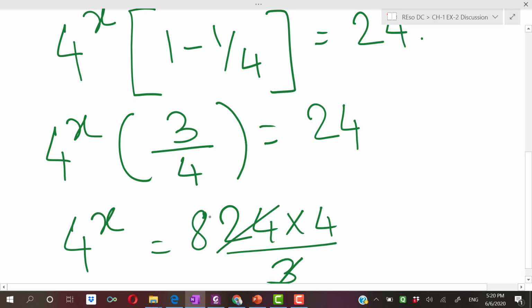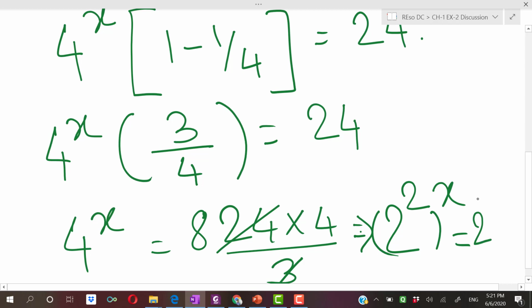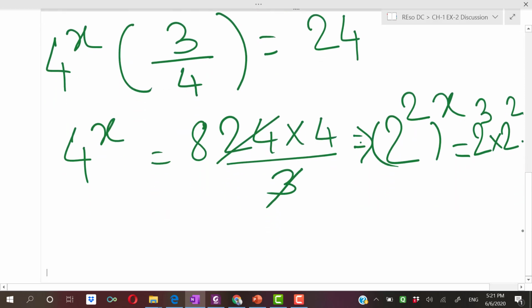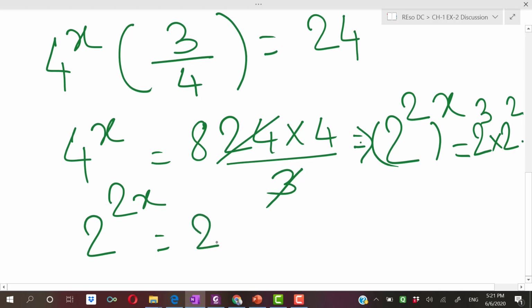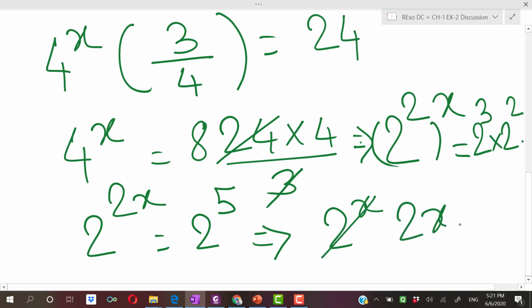Now 4 raised to the power x can be written as 2 raised to the power 2 whole raised to the power x. And here my right hand side will become 2 raised to the power 3 multiplied by 2 raised to the power 2. So from here, 2 raised to the power 2x is equal to 2 raised to the power 5, which gives me 2x is equal to 5.